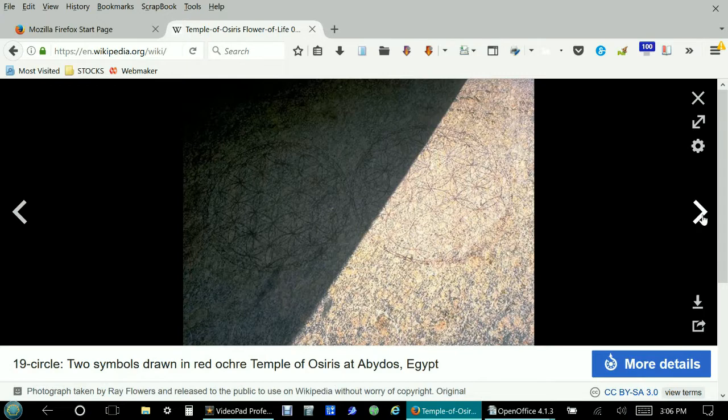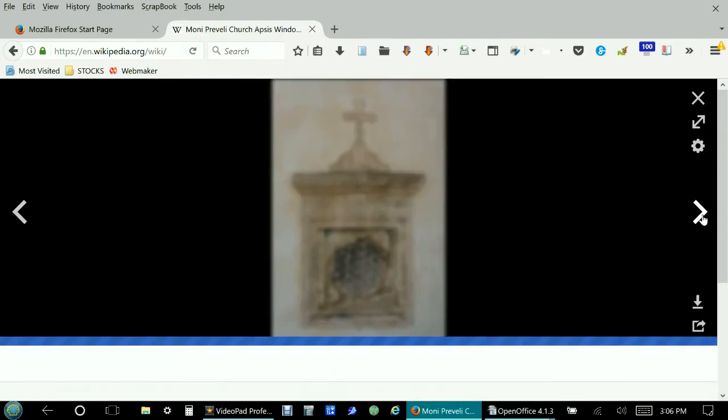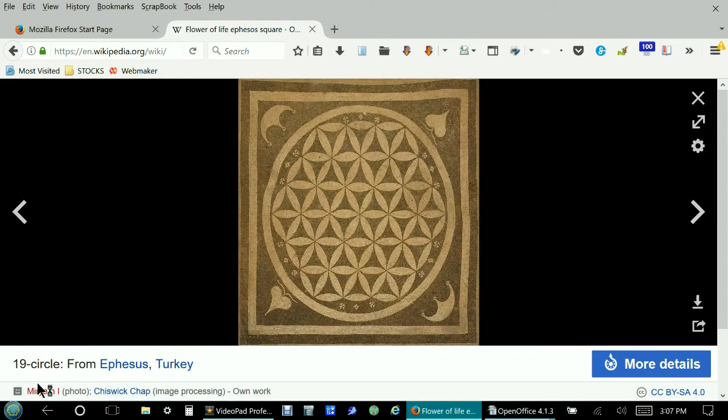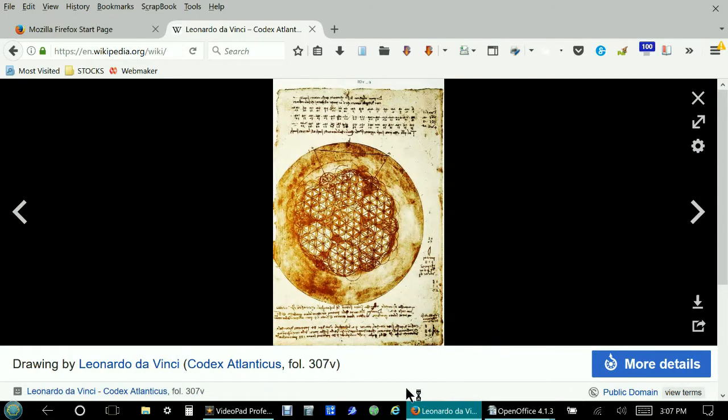the granite. And again, a 19-circle flower of life at the southern apsis of Praveli Monastery in Crete. And here, the 19-circle flower of life is found at Ephesus, Turkey. That's the ancient city that Cleopatra and Mark Antony visited before the war with Caesar Augustus. And again, stopping with a Leonardo da Vinci drawing.